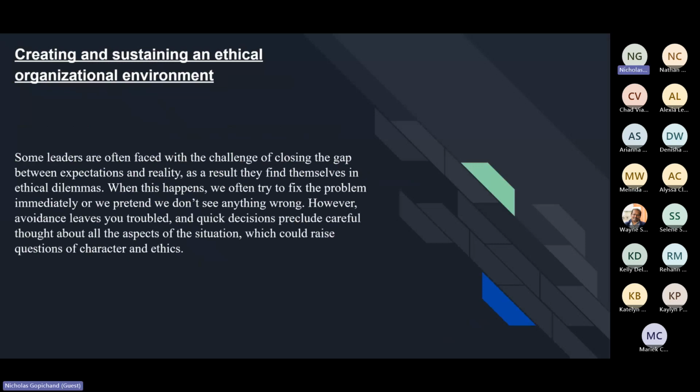Some leaders are often faced with the challenge of closing the gap between expectations and reality, where they would expect leadership to go a certain way for them, but in reality, it doesn't. Because of that, they often find themselves in ethical dilemmas. When this happens, we often try to fix the problem immediately, or we pretend we don't see anything wrong. However, avoidance leaves us troubled, and making a decision too quick leaves people questioning our leadership and our ethics.